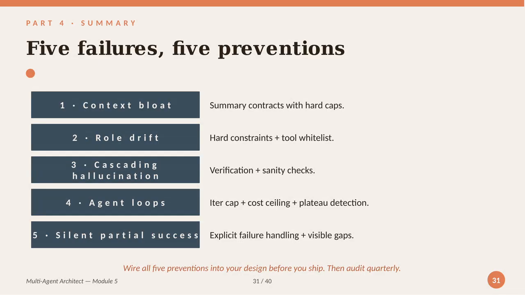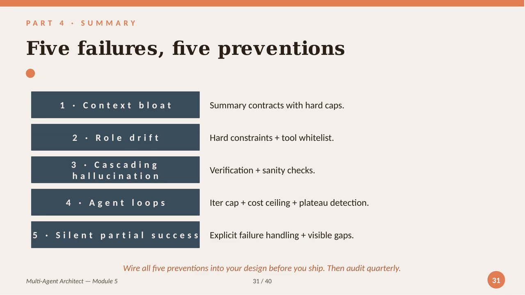5 failure modes, 5 preventions in 1 table. Context bloat, summary contracts with hard caps. Role drift, hard constraints plus tool whitelist. Cascading hallucination, verification gates and sanity checks. Agent loops, iteration cap, cost ceiling, plateau detection. Silent partial success, explicit failure handling and visible gaps.